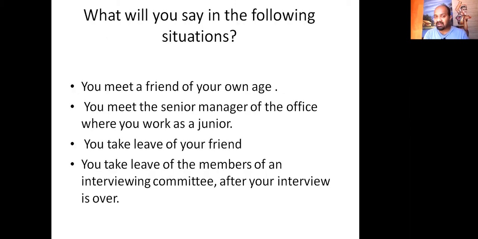Okay, then how to practice? Let us do it. What will you say in the following situations? You meet a friend of your own age. First, identify whether it is a formal or informal situation. Of course, it's an informal situation. You meet the senior manager of the office where you work as a junior. Of course, this is a formal situation. Do you say hi here? No. You can't say hi or hello. You have to use an appropriate expression, either good morning, good afternoon, good evening, whatever.